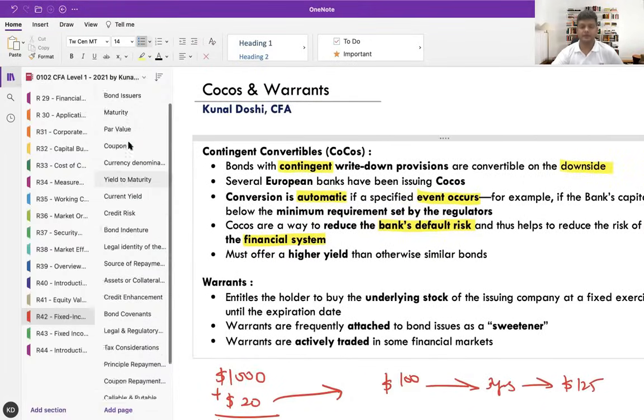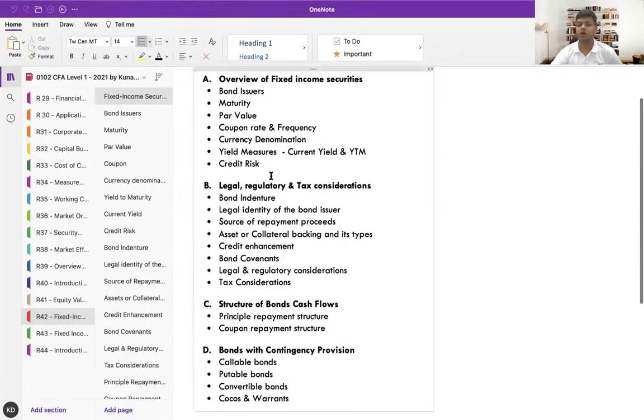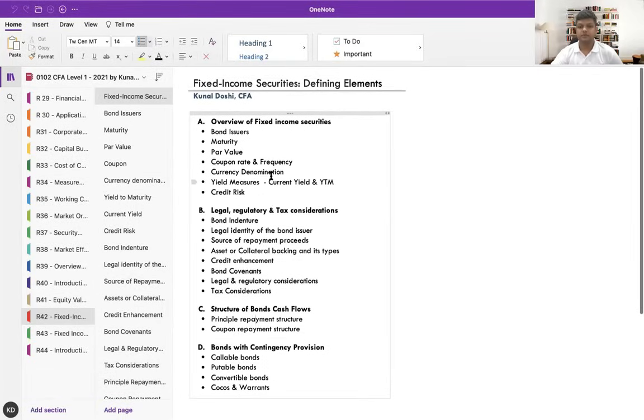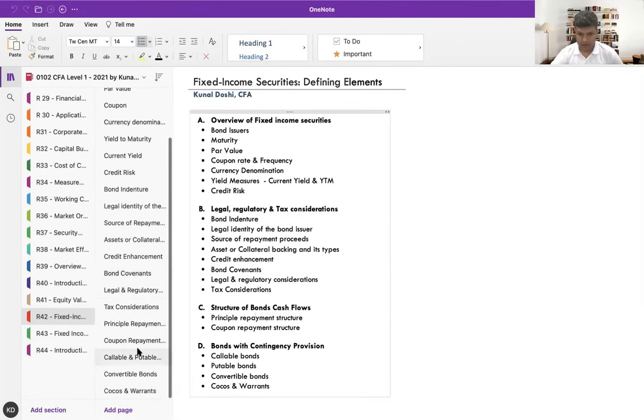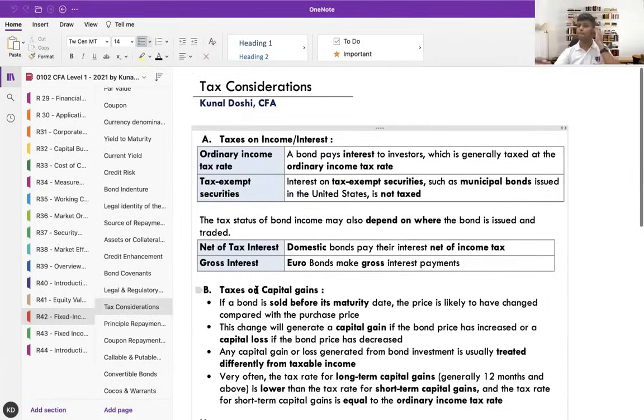Any doubts? Anyone? Anyone has any doubts? Any questions? In the tax consideration. Tax consideration, yes. Yes, tell me. So what will be the tax consideration for the zero coupon bonds?